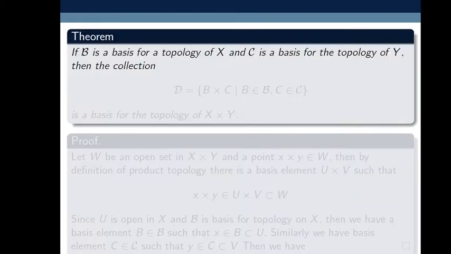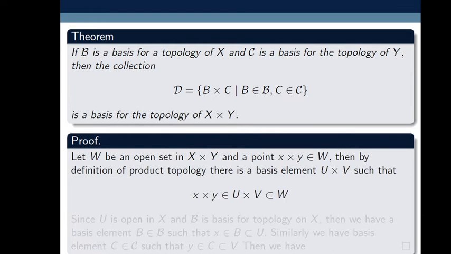Next theorem. If script B is a basis for a topology of X and script C is a basis for the topology of Y, then the collection D, which is equal to the Cartesian product of B and C, such that B belongs to script B and C belongs to script C, is a basis for the topology of the Cartesian product X and Y.